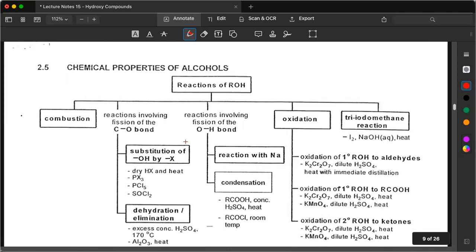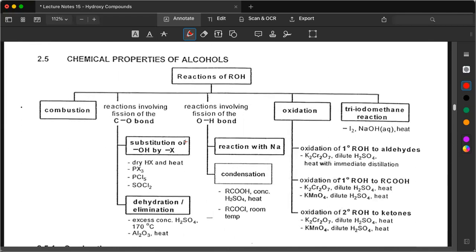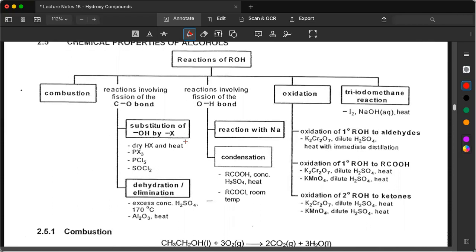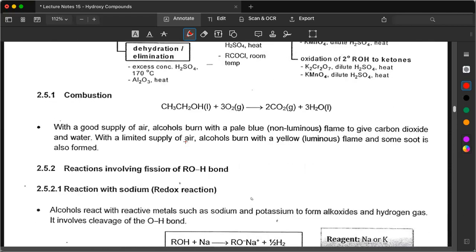What are the chemical properties of alcohol? We are going to discuss each of them. Very quickly, combustion, we have learned that in great depth. With a good supply of air, meaning complete combustion or excess oxygen present, the alcohol will burn with a pure blue or non-luminous flame to give carbon dioxide and water. With a limited supply of air, the alcohol will burn with a yellow or luminous flame, and some soot is also formed.